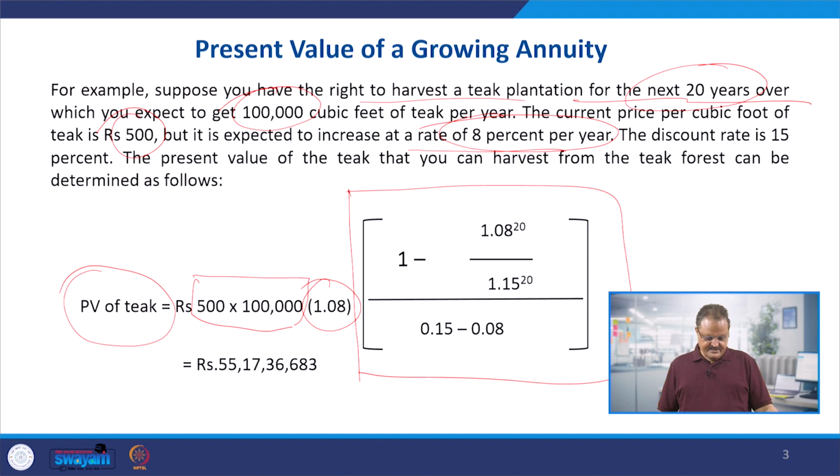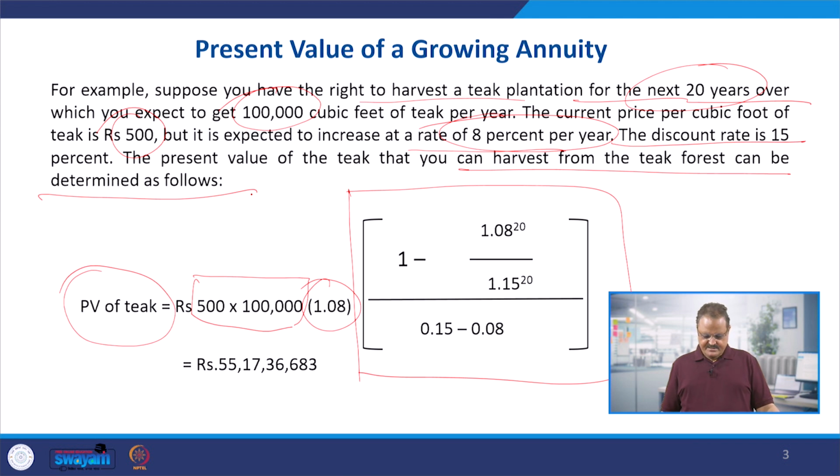So 1.08 into 1 minus (1 plus G) power n. N is how much? 20 years, and divided by 1 plus R. What is R? R is basically the 15%. So it is given to us also. The discount rate is 15%. R means the discount rate is 15%. The present value of the teak that you can harvest from the teak forest can be determined as follows. It is clearly given to us.